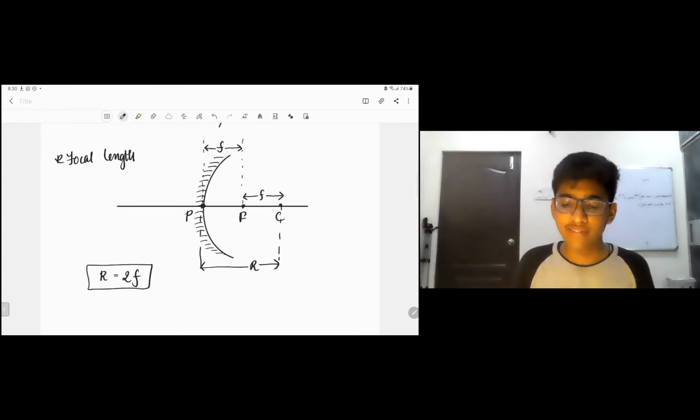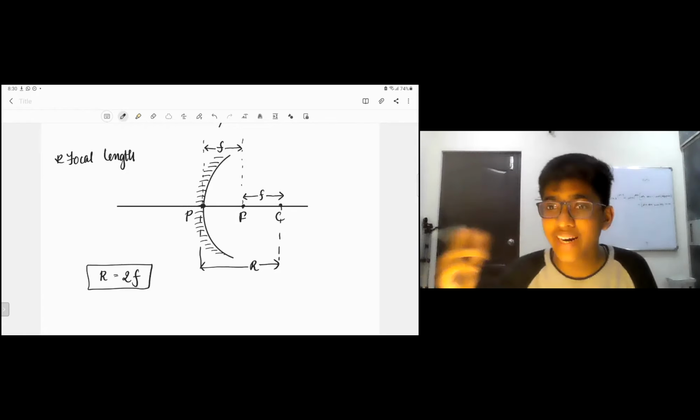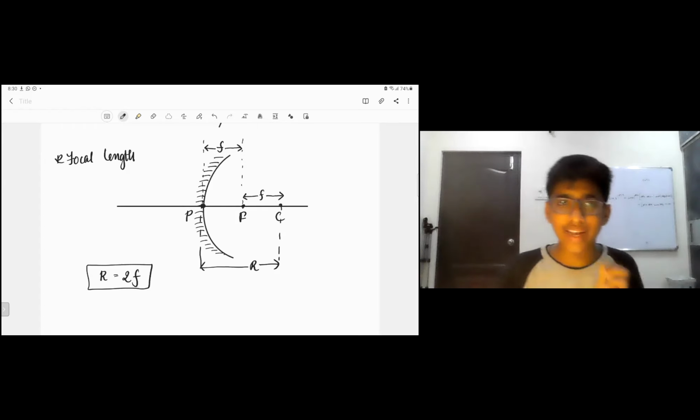So in this video we have discussed about focal length very clearly, and from the next video we will discuss about ray diagrams, the rules to draw ray diagrams.